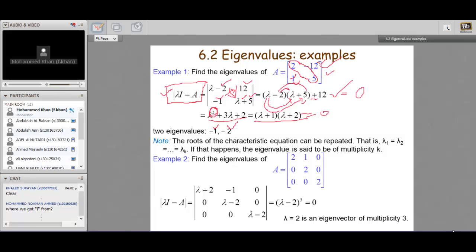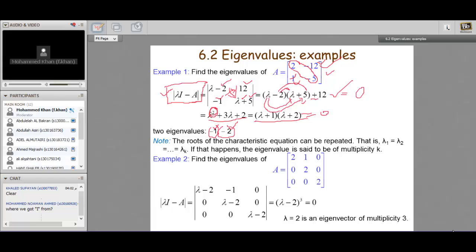Any question up to here, how we can find the eigenvalue of the matrix? In this way, we can find the eigenvalue of the matrix. Hopefully everyone knows how we can calculate the eigenvalue. So now minus 1 is one eigenvalue and minus 2 is another eigenvalue.